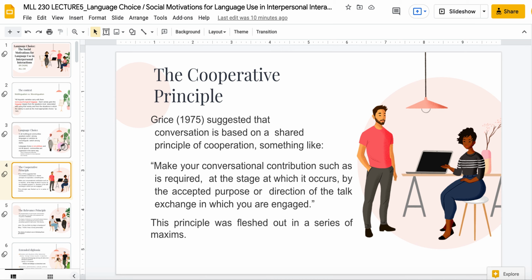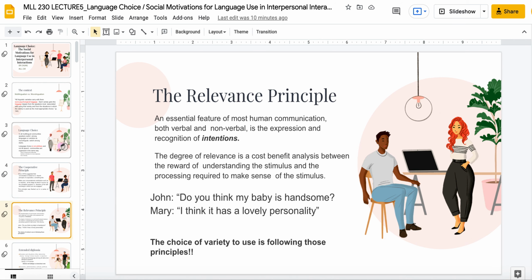So, this is a very complicated way of speaking. Of course, he's talking in a very academic sense. But basically, you just want to speak in a way that is natural to the situation, and you want to follow certain principles of conversation. So the first one is the relevance principle, and this means that everything you say has an intention behind it.